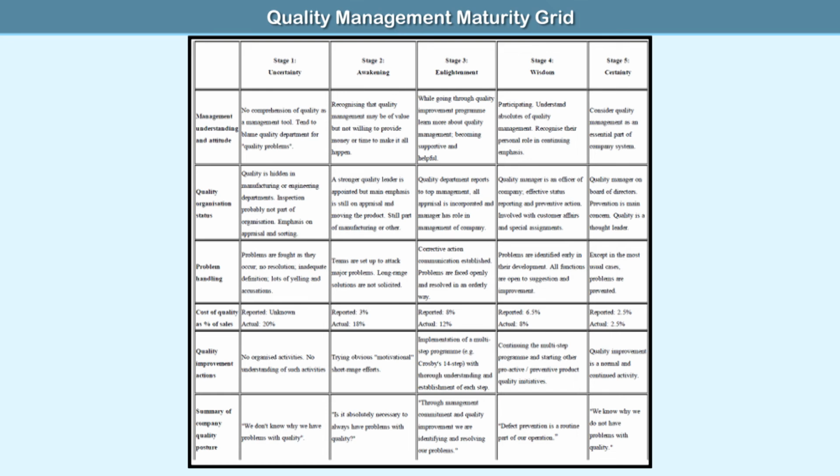Then, as quality management matures, it goes through the stages of awakening, enlightenment, wisdom, then the highest level, certainty. Each point, maturity versus category, on the grid has a brief description of how that combination appears in the company.